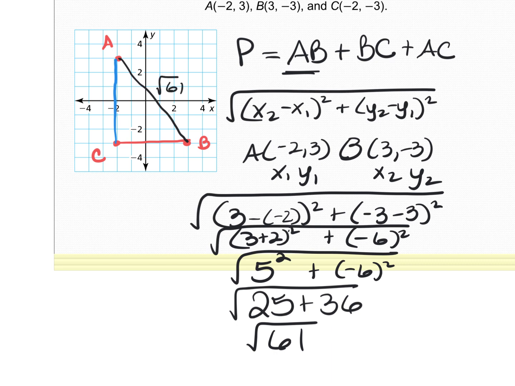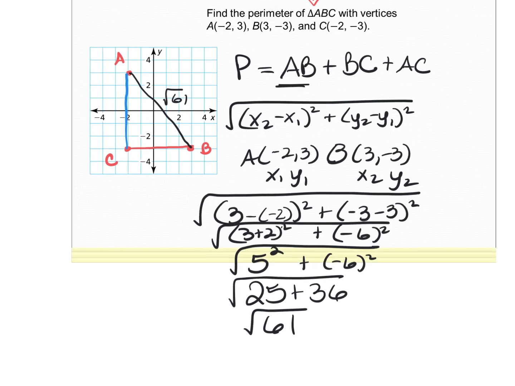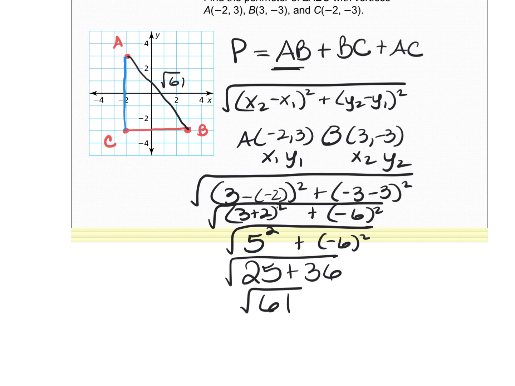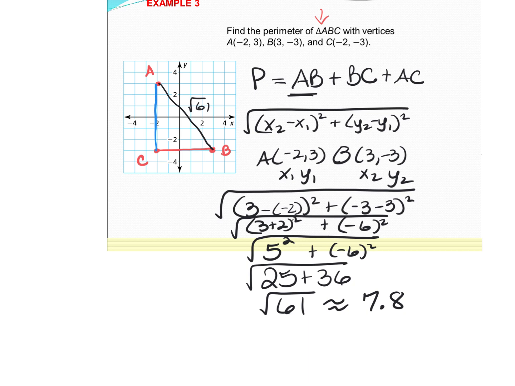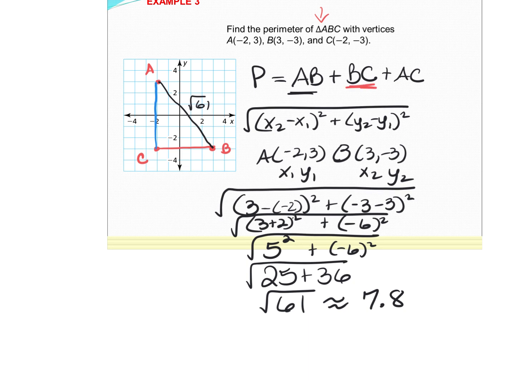Now, once we start the Big Ideas homework, if the instructions said round to the tenths place, then we would use our calculator, square root it, and it's about 7.8. Now I need to go back and find the length of BC.